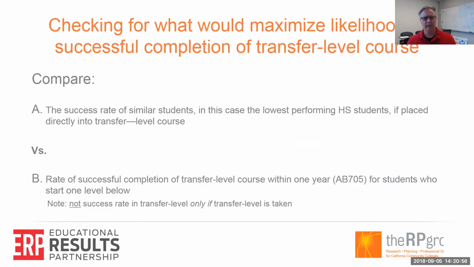So here again, this is really the logic just laid out for you in words. We're comparing the success rate of similar students based on their high school GPA performance. In this case, we started with the lowest node group. Eventually, we expanded that and looked at all of the nodes, and we have the three general performance bands. And then we look at the students who start one level below, and we make that comparison. Okay, next slide.